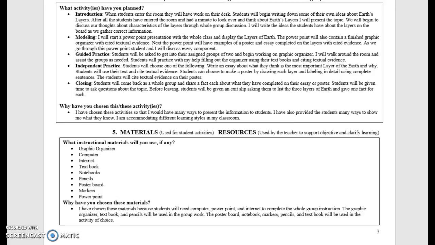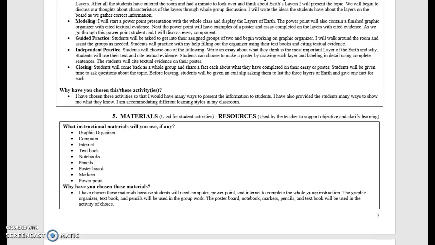Materials. The instructional materials that I'm going to need are a graphic organizer, computer, internet, textbook, notebooks, pencils, poster board, markers, and PowerPoint. I have chosen these materials because students will need computer, PowerPoint, and internet to complete the whole group instruction. The graphic organizer, textbook, and pencils will be used in the group work. The poster board, notebook, markers, pencils, and textbook will be used in the activity of choice.